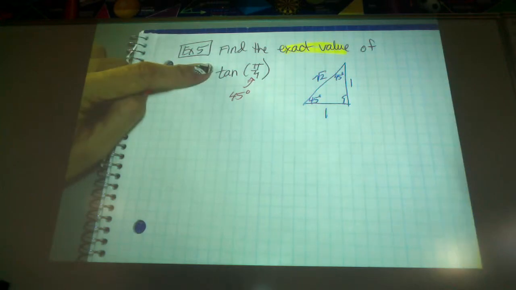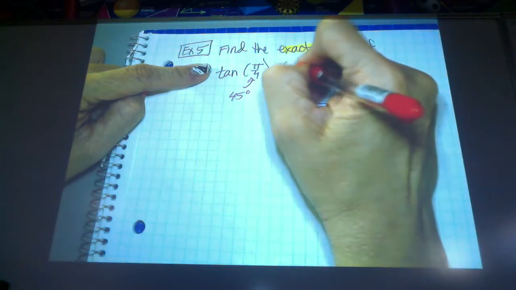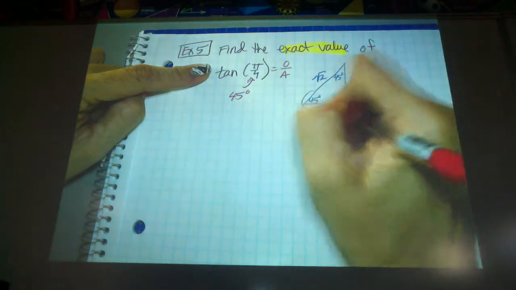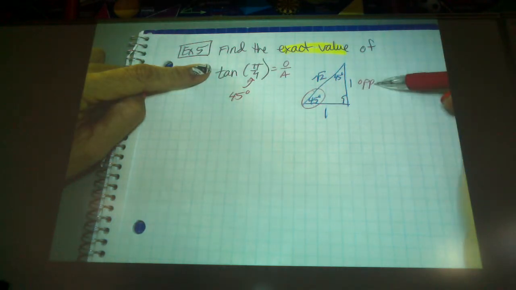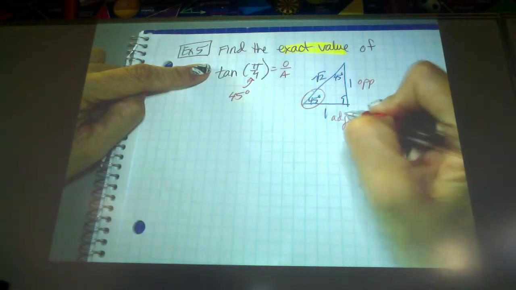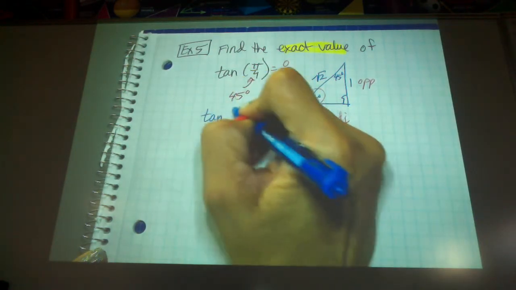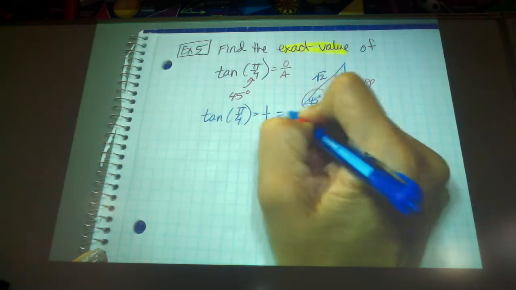So tangent is what over what? Opposite over adjacent. So this is my opposite, assuming that I'm choosing that as my angle of reference. This would be the side opposite. This would be my adjacent. So the tangent of pi over 4, the exact answer would be 1 over 1, which is equal to 1.